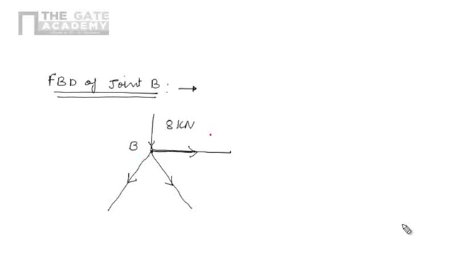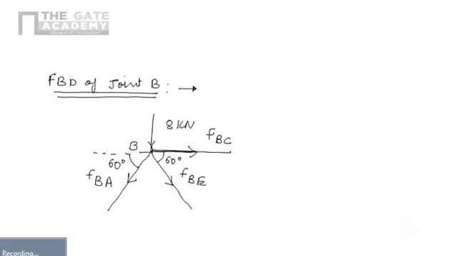We can easily mark this as FBC, this one as FBE, and this one as FBA. So this is the force diagram or free body diagram for that. If we talk about this angle, by geometry we can see that it is 60 degrees, and this is also 60 degrees. So this is the free body diagram for joint B. We can further simplify this diagram. This whole angle is 90, so it will be 30 degrees and 30 degrees.